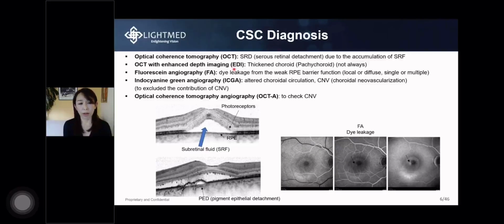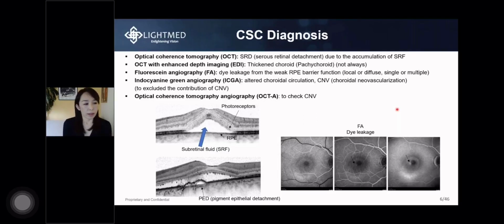If you can see the choroidal thickness, it's good. And another very essential method is fluorescence angiography. This is very important because in this disease, you can typically see dye leakage from the part of the weak RPE barrier function, as you can see here. So this is fluorescence angiography. You can see this part after some time, the dye leakage where the RPE barrier function is weak. This leakage is sometimes local, just one, or sometimes diffuse, sometimes multiple.